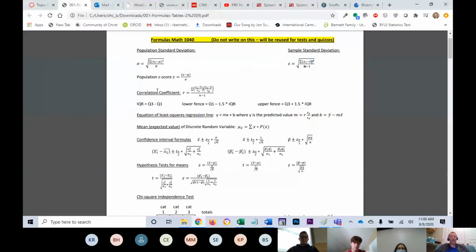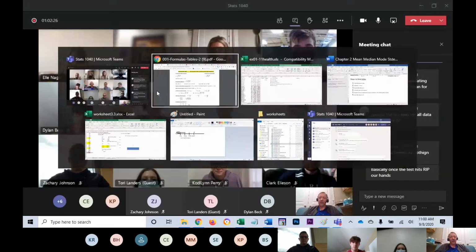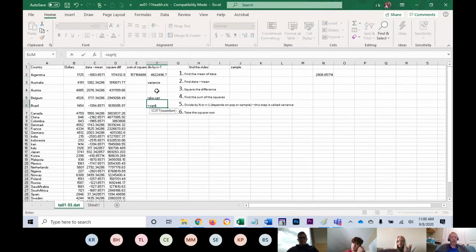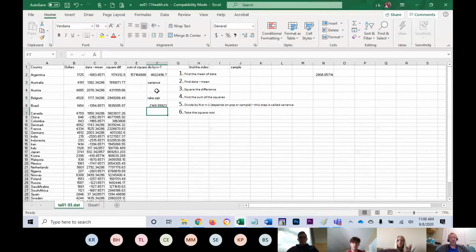The last step is what, Ellie? Oh, you square root it, don't you? Take the square root. So the square root of this number here is 2,149.99. Since we're talking dollars, I'd probably change that to dollars. So $21.50. Wow, that was lucky.